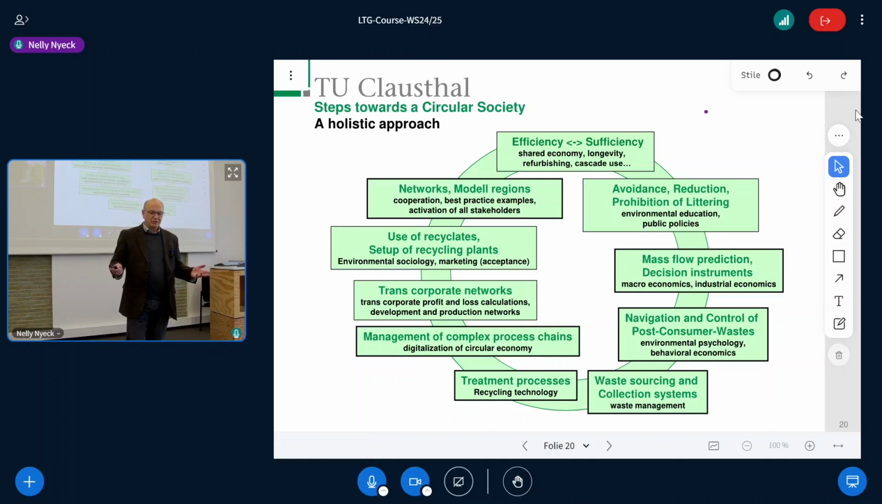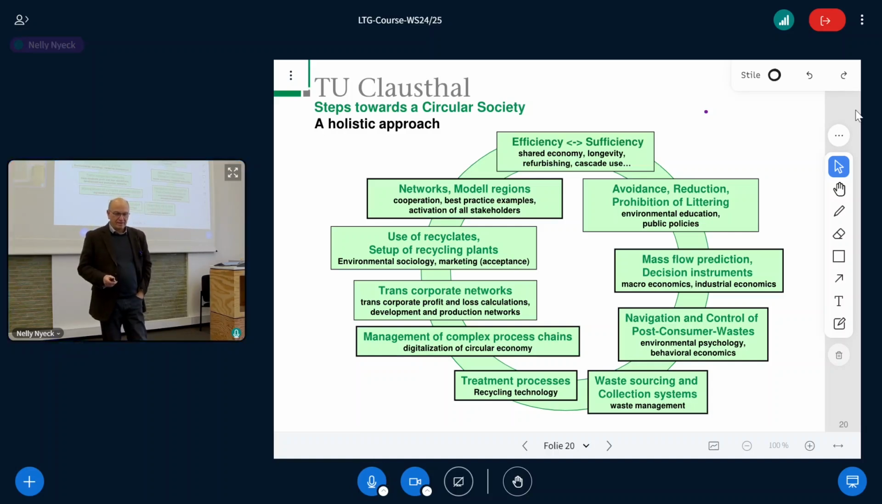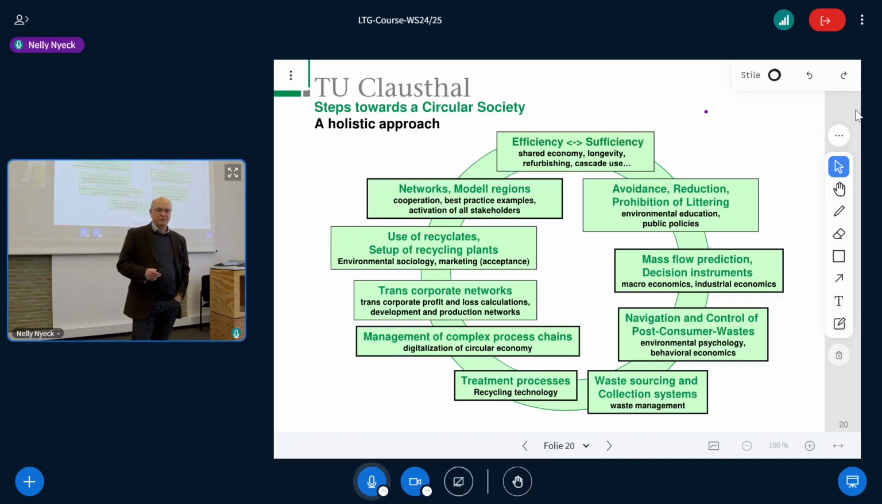We need a navigation and control of post-consumer waste streams. It's still the situation that we lose many, many raw materials, for example, from batteries. Collection rate in Germany is 45% of batteries. 55% are gone somewhere, but not in a decent way collected. That means we need environmental psychology and behavioral economics to change the mindset of the people. We need waste sourcing and collection systems. That's actually a modern waste management system far beyond what we have today.